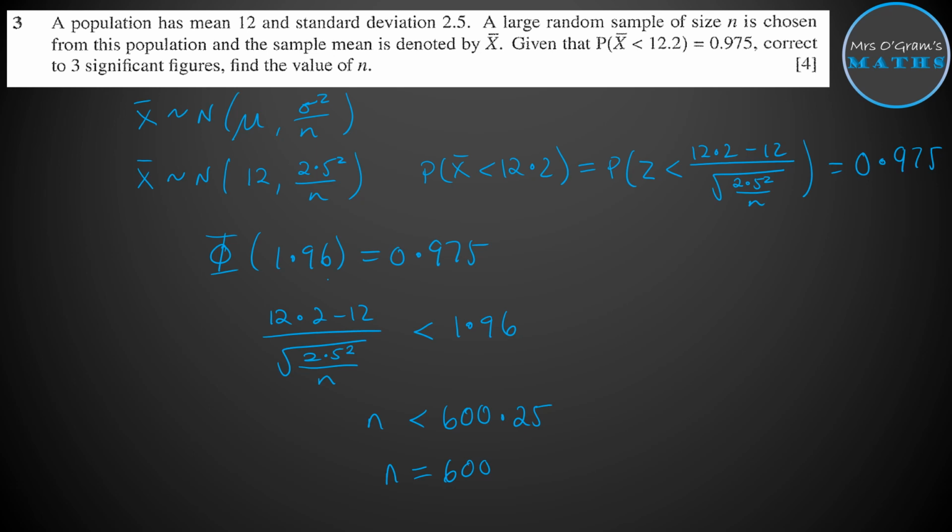Now, if you're not sure about the inequality and which way around it goes, you can work that all through as an equals, and then at the end just test out what works, whether 600 or 601 is what you were looking for, and you'll know which way around to put that inequality.